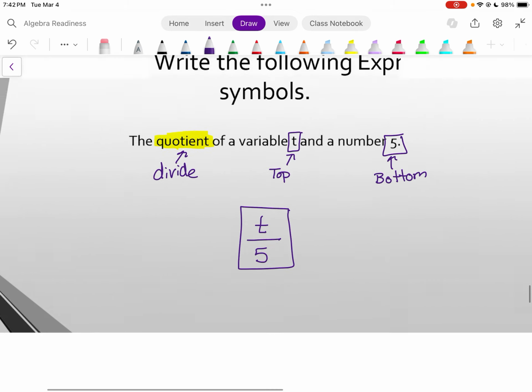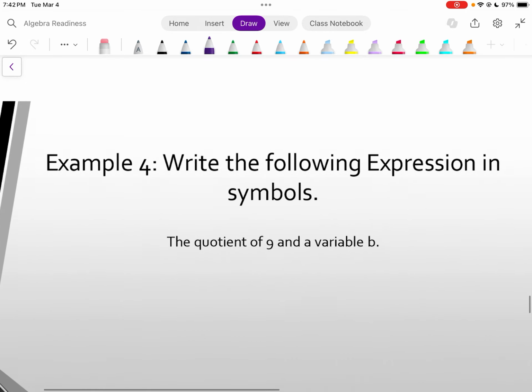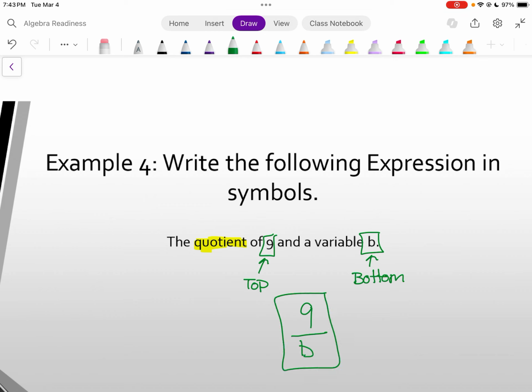All right, so again, I would like you to pause and try this next one on your own and then hit play once you have the answer. Okay, so hopefully you have your answer. We're going to write our expression in symbols again. This one says the quotient of 9 and a variable b. So remember, whichever one shows up first goes on the top, and whichever one shows up second goes on the bottom. So our quotient of 9 and a variable b would be 9 over b, making that our answer.